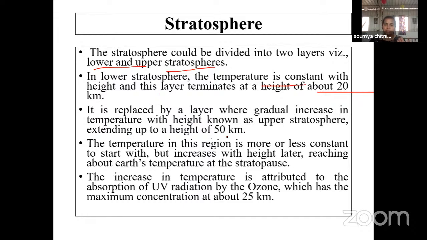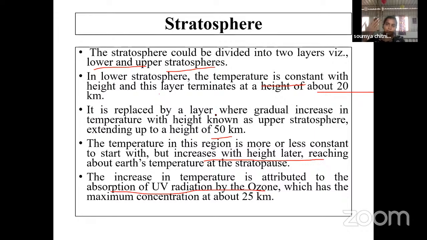So this increase in temperature extends up to say 50 kilometer. The temperature in this region is more or less constant to start with, but it increases considerably and gradually. Why actually is there this increase in temperature? It is because of the absorption of UV radiation by the ozone layer, which is present in the stratosphere. Okay, so that's why the temperature increases in stratosphere.